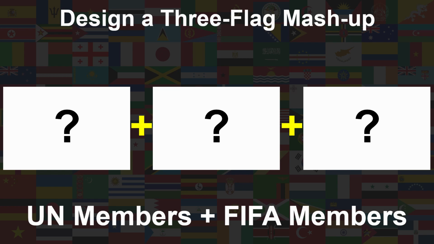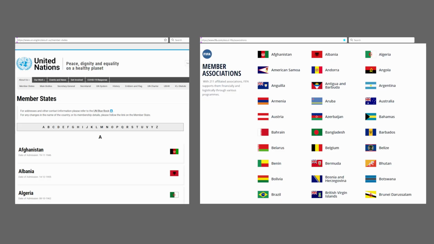The chosen countries do not have to be related in any way. Pick any 3 national flags. Your design must have elements from all 3 flags chosen. You can check the links to the UN and FIFA websites in the video description to see what flags are allowed.